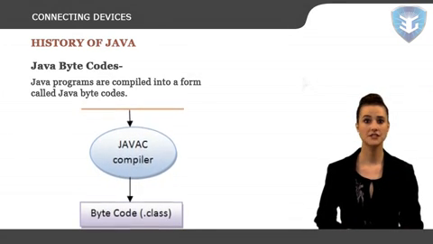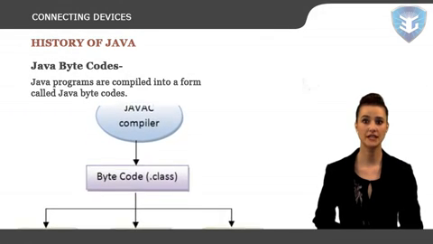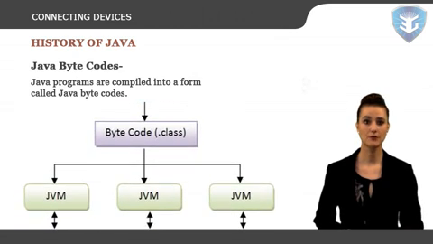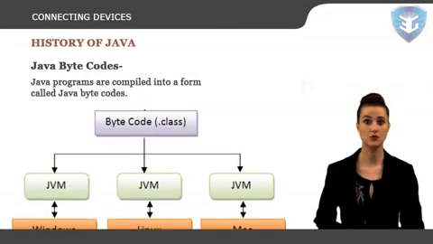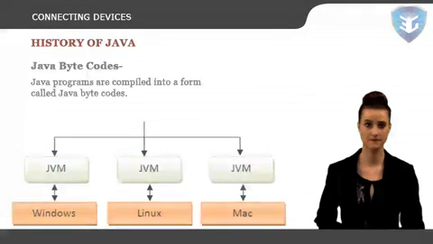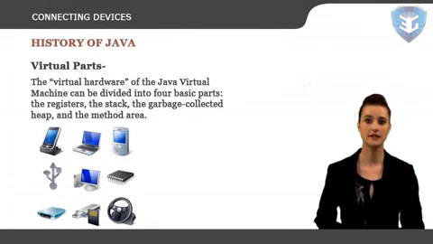The JVM executes Java bytecodes, so Java bytecodes can be thought of as the machine language of the JVM. The Java compiler reads Java language source files, translates the source into Java bytecodes, and places the bytecodes into class files. Virtual parts. The virtual hardware of the Java virtual machine can be divided into 4 basic parts: the registers, the stack, the garbage collected heap, and the method area.